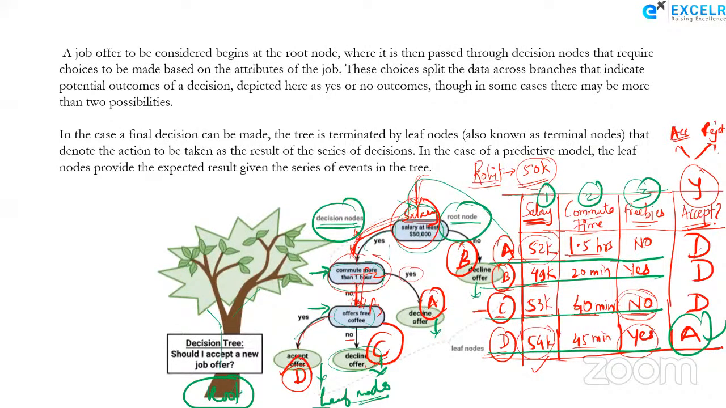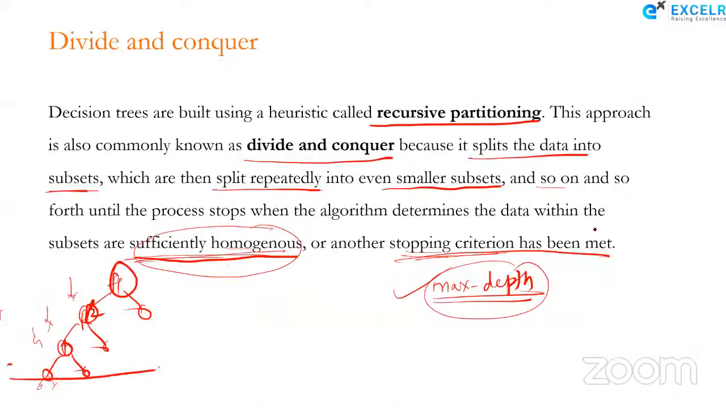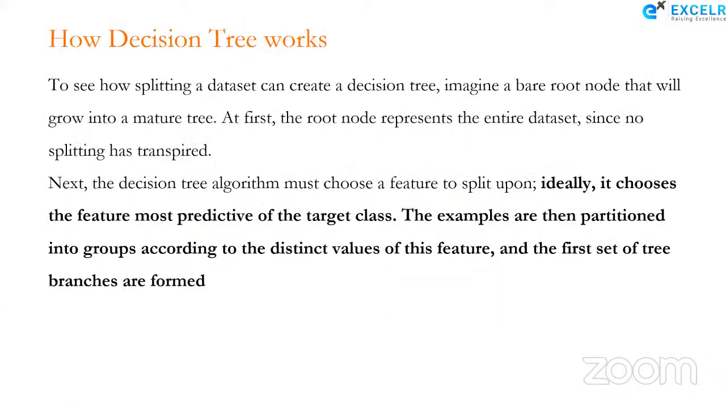Are we getting this? You can only build the tree until you run out of features. The maximum number of features you have, you can grow the tree only up to that particular level. Either you can keep on building the tree until you run out of features, or you can stop building the tree when a certain stopping criterion has been met. All right.